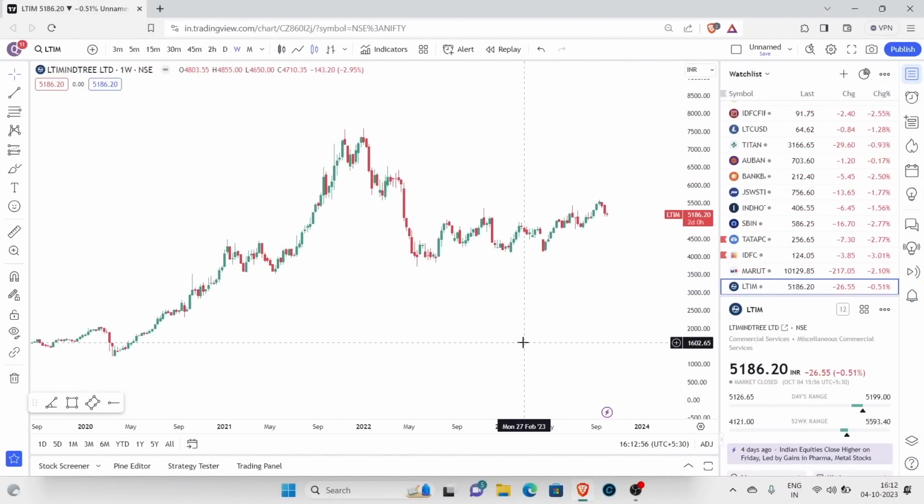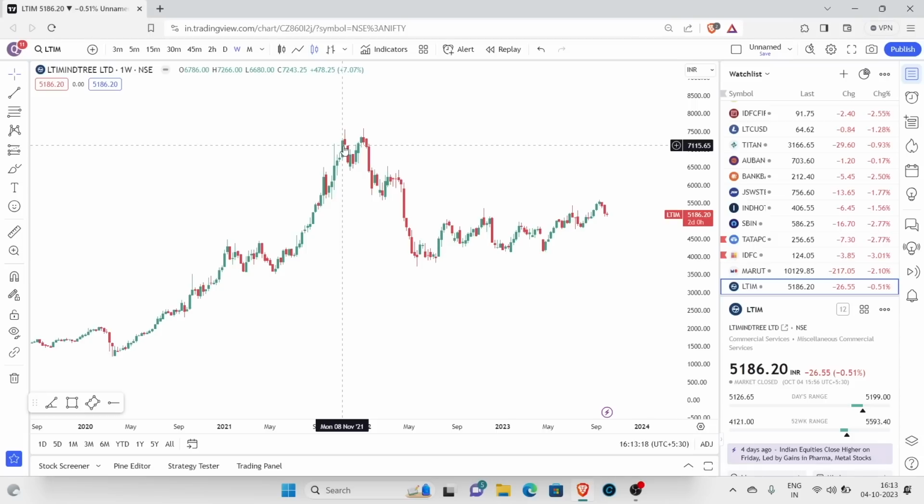So the first stock which we are going to look at is L&T Mindtree, which is a mid-sized IT company. If you see from 2021, you can see the stock has barely performed. It was around 5,000 level in 2021. Even after 2-3 years, the stock is still at 5,100 level. So even though the stock had gone up till 7,000, right now it is trading at 5,000.